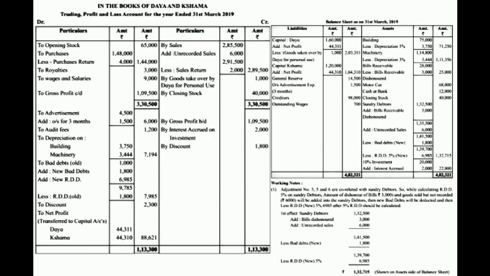Now below this we can see less RDD, that is the old RDD. As we had made a reserve for the next year, we had already put a reserve in the previous years also. So in the previous year we had put some reserve, that is your old RDD. We can see this old RDD in your trial balance on the credit side. It is 1,800. So this will reduce your current year expense. So this old RDD we have to deduct in the P&L account with these three expenses.